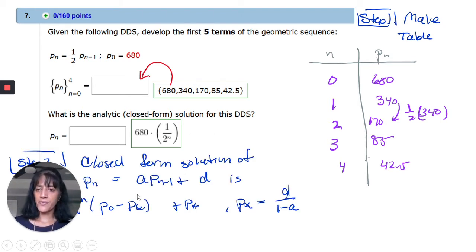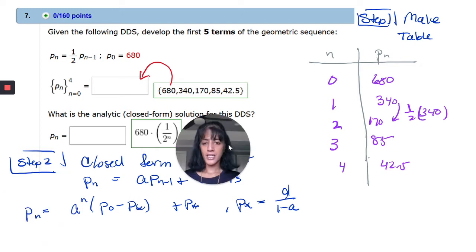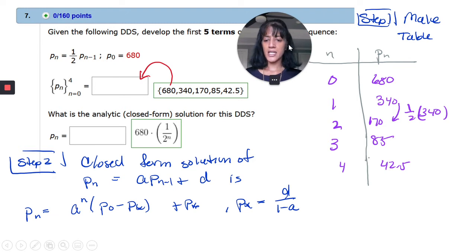How do you find the closed form solution? Well, the formula is: if I have P sub n, P sub n is a times P sub n minus 1 plus d. As long as a is not 1, and in this case a is a half, the closed form analytical solution, particular solution, is given by this formula. So in this case, P star is d over 1 minus a. That's what it always is.